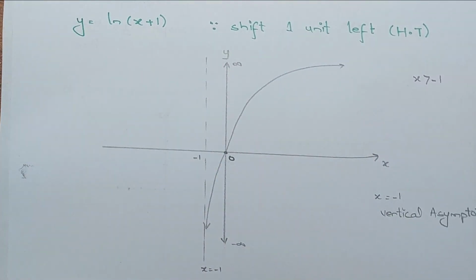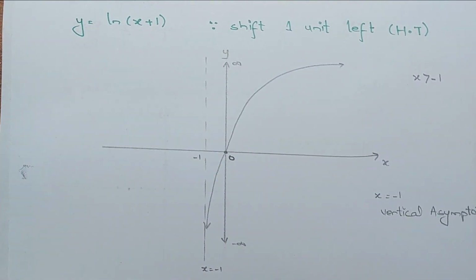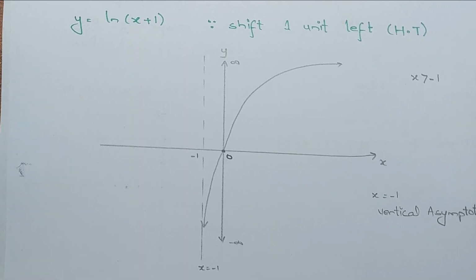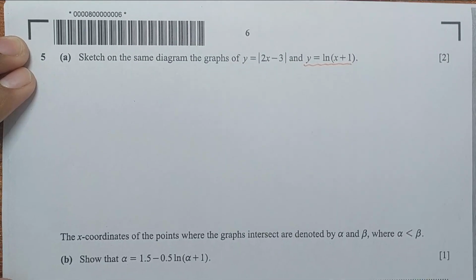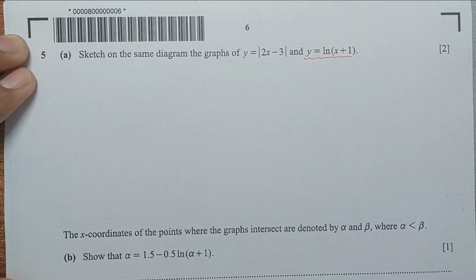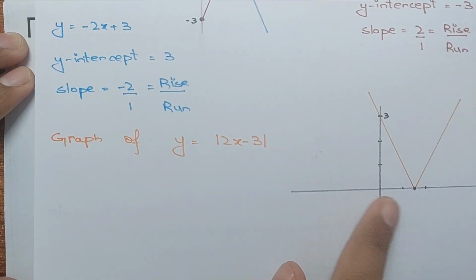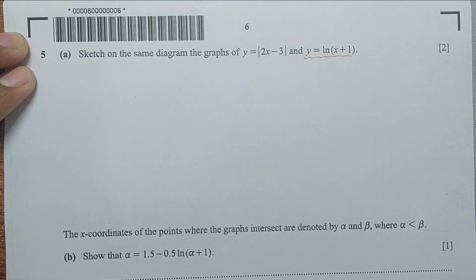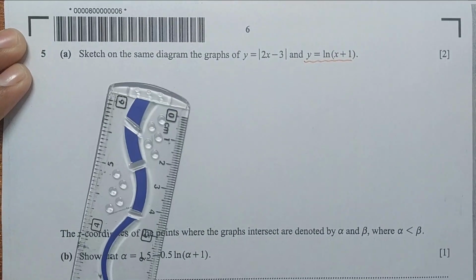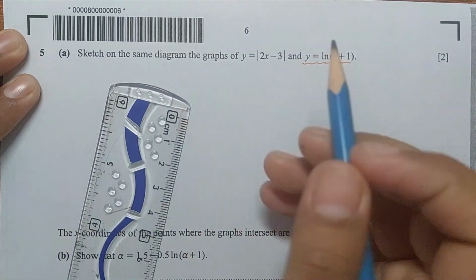A logarithmic function has a vertical asymptote and an exponential function has a horizontal asymptote, right? Now we have both the graphs. We need to sketch them on the same diagram over here. Let me show you. You can see this is for the base function and this is for the logarithmic function. Let me sketch on the same axis.